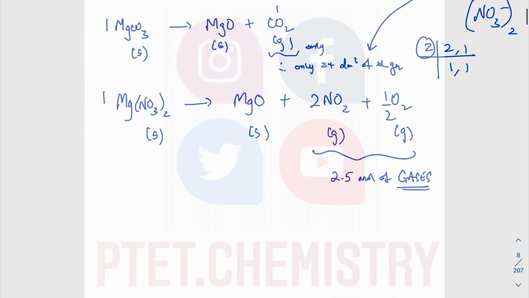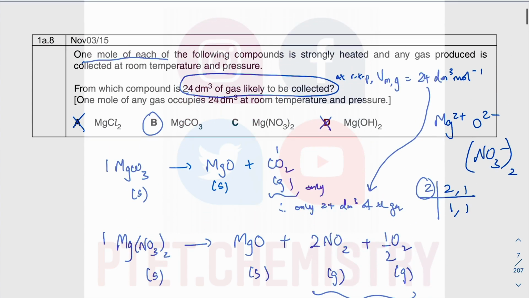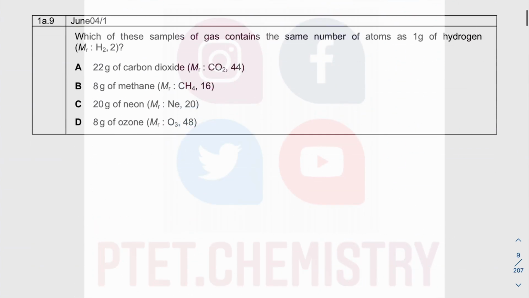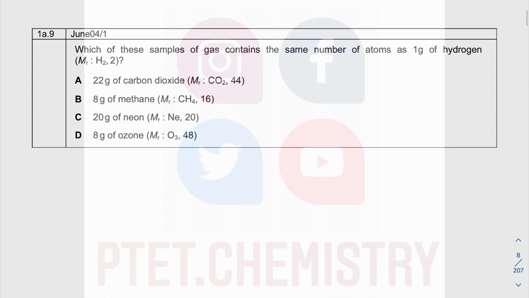Whereas here, if you get 2.5 mole of gas by decomposing exactly 1 mole of that, you're going to get 2.5 times 24 dm cube. You're going to get 48 plus 24, that's 72 dm cube of gas total. Okay, so that is not what you wanted in the question. You only want 24 dm cube of gas to be collected. All right, moving on to the next question.